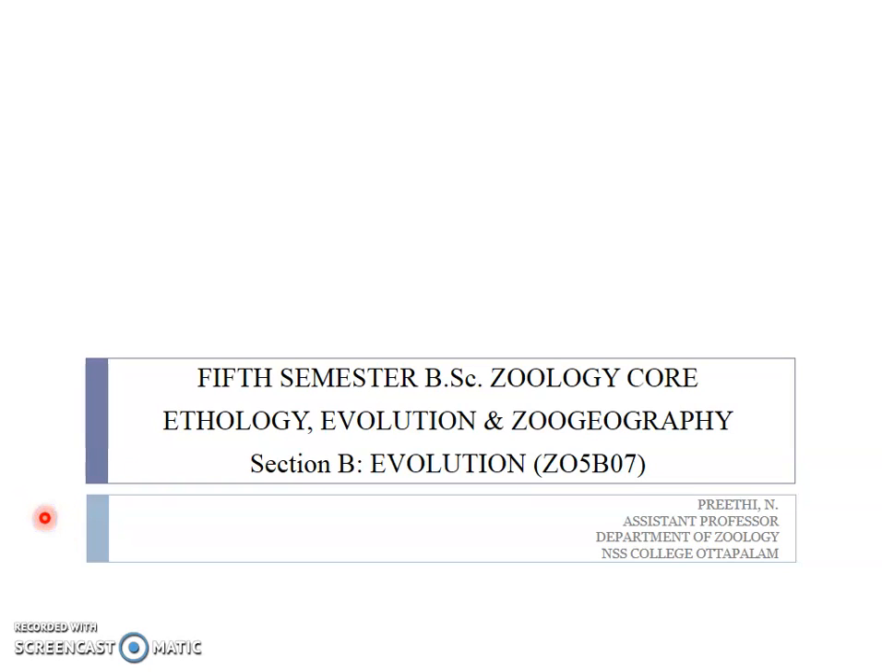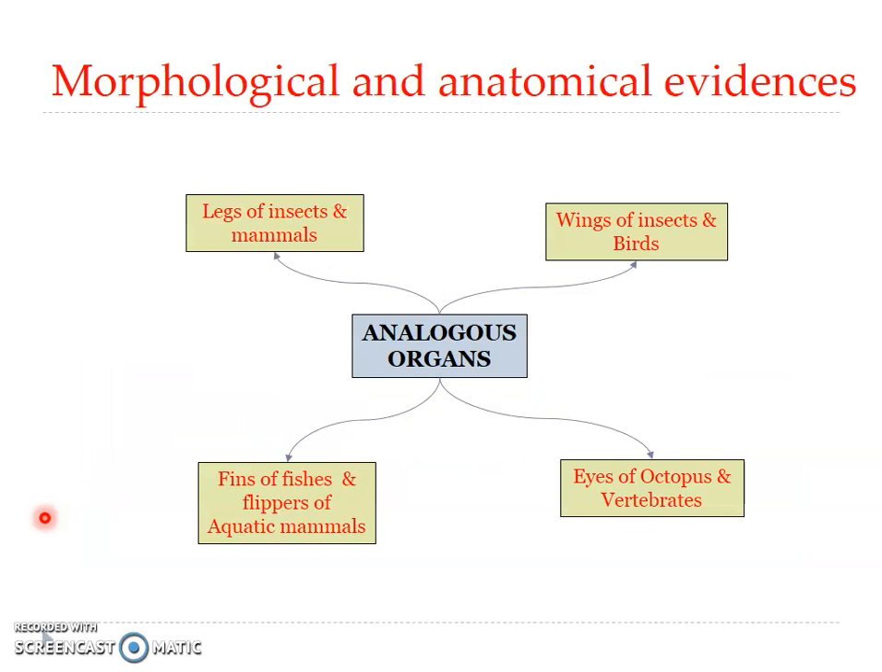Welcome back to the session on evolution, and we have been discussing the evidences of organic evolution. This is the second or third part under the morphological and anatomical evidences of organic evolution, that is the analogous organs. So, what are analogous organs? The analogous organs are those which are superficially or morphologically similar in appearance and perform the same function but are different in their basic structure and embryonic origin.